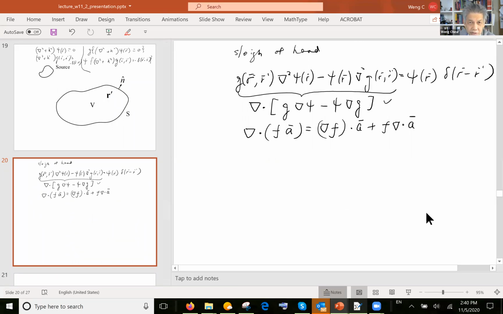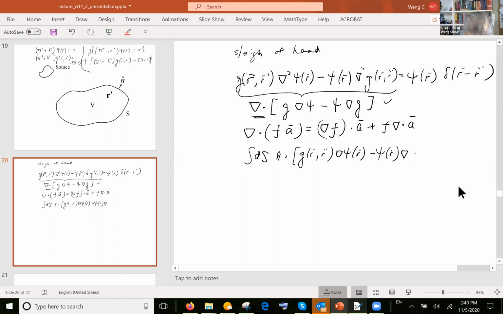Integrate this equation over the volume V and apply Gauss divergence theorem. Then I would have something like, let me put the S over here, N dot G of r prime gradient of psi of r minus psi of r gradient of g of r prime, over the surface S.